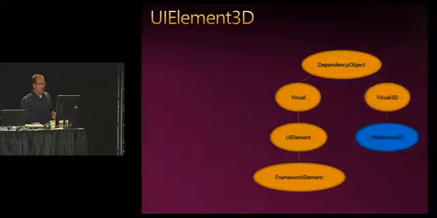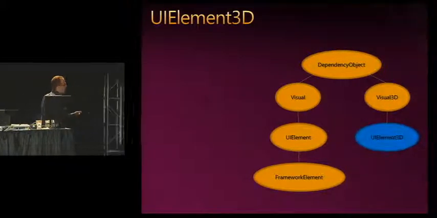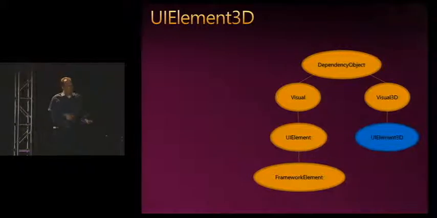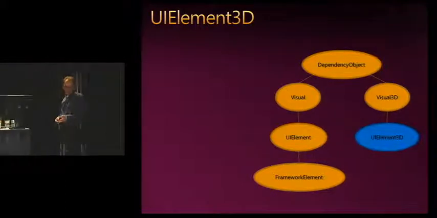Then we have visual, UI element, and framework element, and then controls and shapes. UI element lives in presentation core and offers what we say is LIFE: layout, input, focus, and eventing. All those things are added at that class. And in 3.0, we added visual 3D, where you're able to have 3D visuals. And then in 3.5, we added UI element 3D.